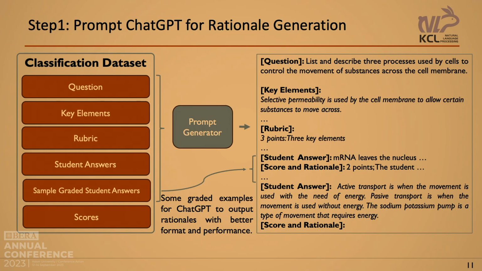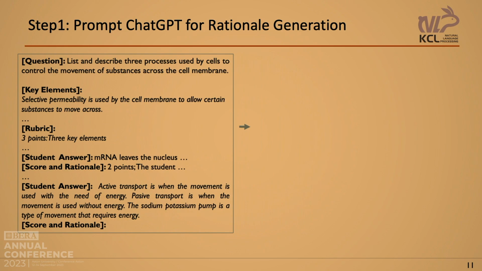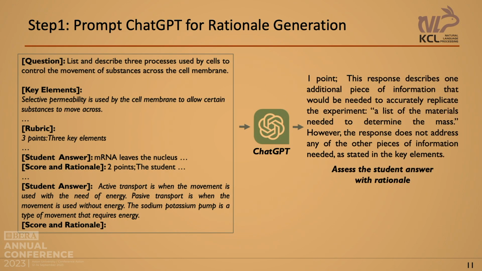Those graded examples are used to let the ChatGPT be familiar with the grading format and the assessment patterns. If you're familiar with standard examinations, such as GCSE, those sample student answers are typically provided from the examination standardization meetings. Once we got those well-constructed prompts, we can query the ChatGPT for a rationale that explains its assessment process. As you can see on the right-hand side, we format this rationale as points separated by a semicolon, then provide the rationale that explains its assessment decision.